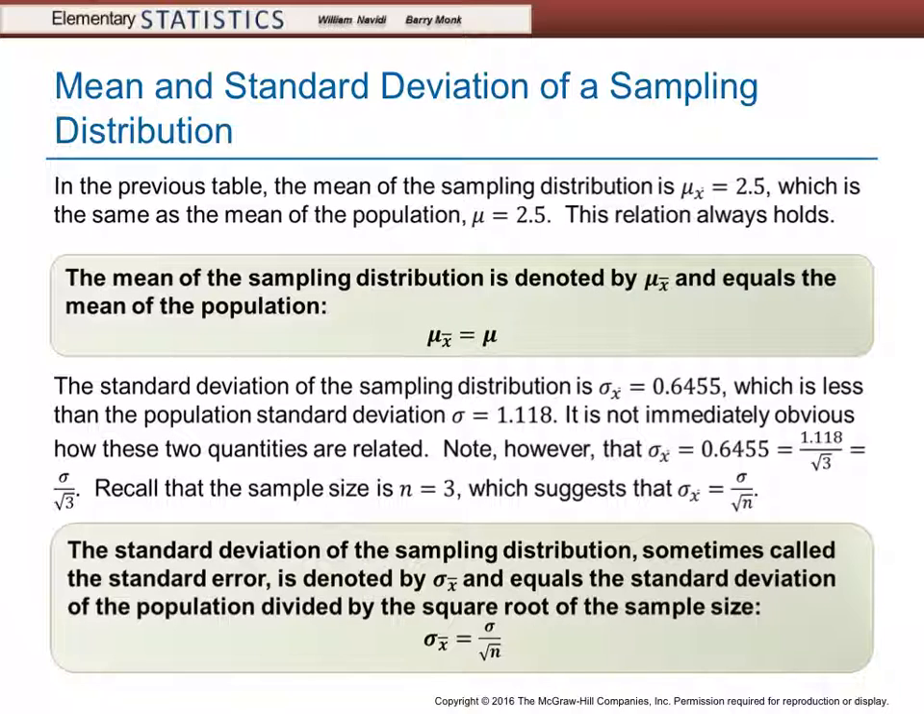Note that sigma x bar is equal to 0.6455, and recall again that the sample size is 3. So this suggests that sigma x bar is equal to sigma divided by the square root of n. We call this the standard error.